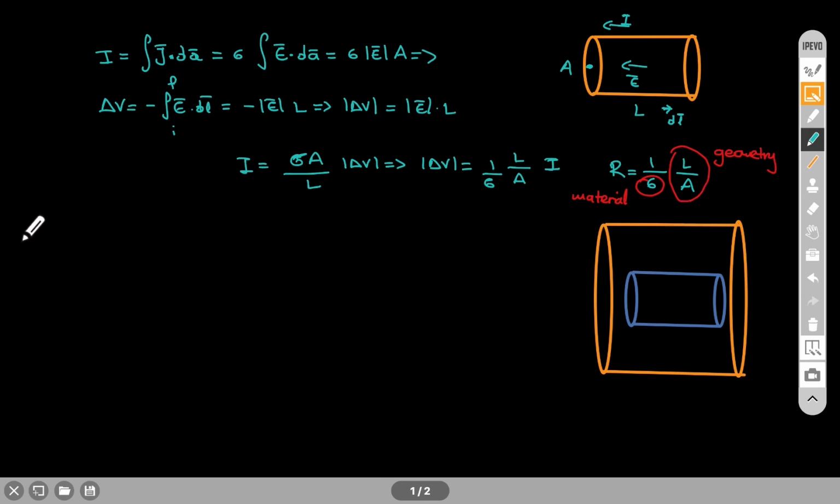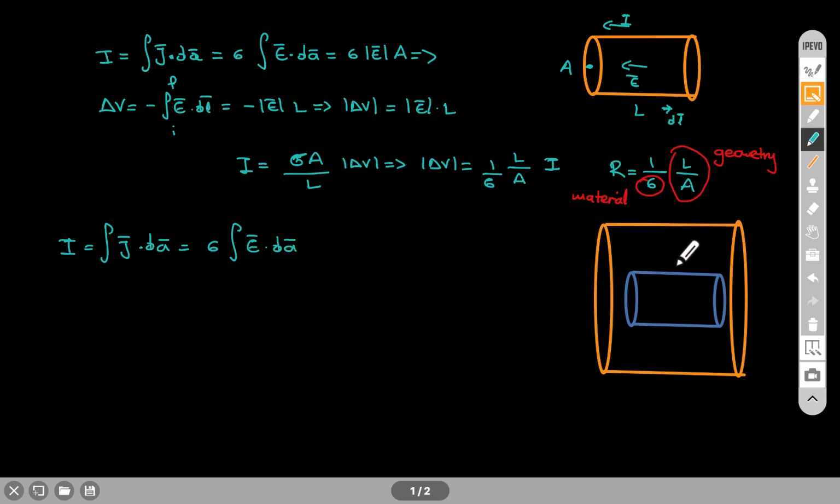The approach is the same as the one that I did before. We will always start with this, and we will always be using the fundamental equation for potential difference, minus the path integral of E dot dl, making the same assumption that the current is only due to the presence of an electric field. We have E dot dA.